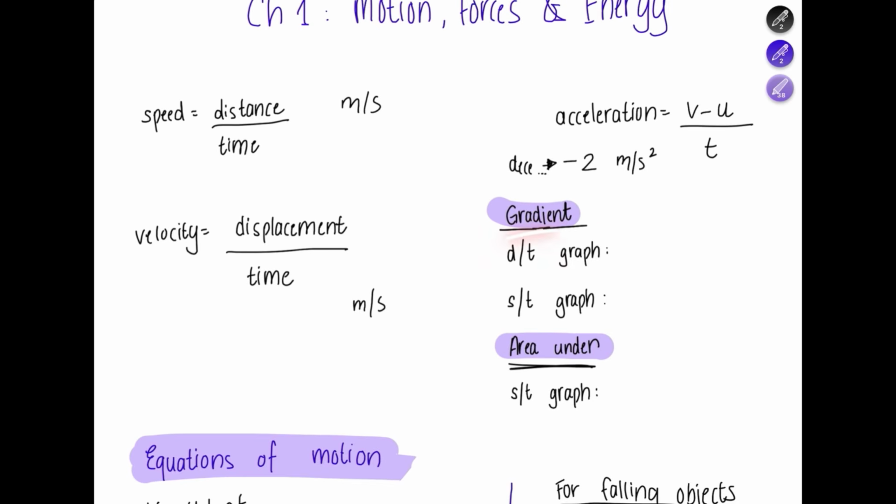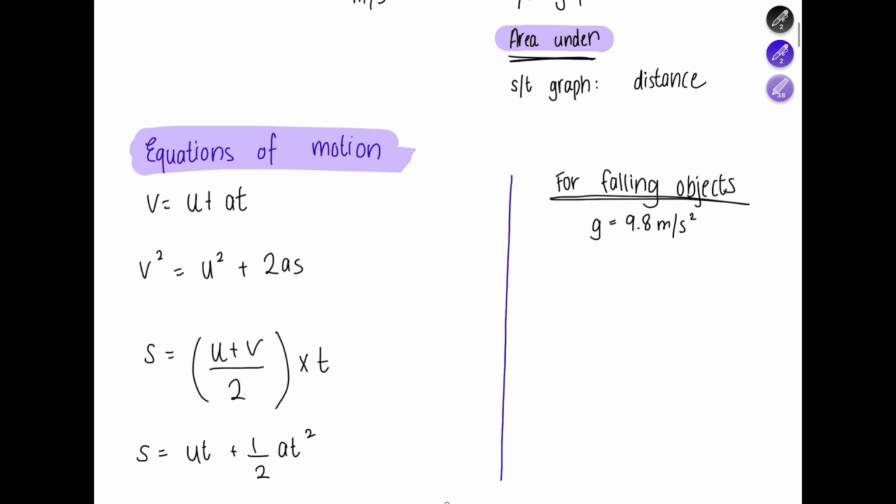The gradient of a distance time graph represents speed. For a speed time graph, the gradient will give you acceleration. For the area under the graph, you should only know it for the speed time graph, not the distance time graph. It represents the distance traveled. I have made a detailed video about all the physics graphs that you need to know. If you want to check it out, the link is in the description.